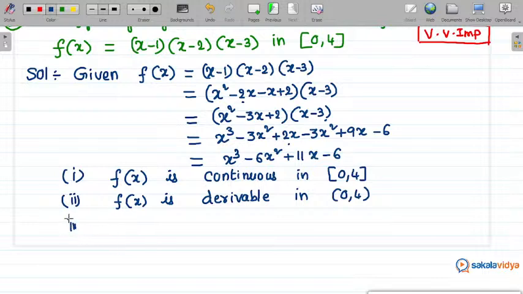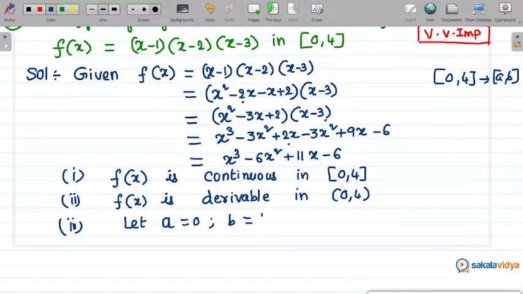So for the third one, let us consider the interval 0, 4, which you can compare with a, b. So here a equals 0 and b equals 4. First let us find f of a, that means f of 0. Substitute 0 in this: 0 cube minus 6 into 0 square plus 0 minus 6. You will be getting minus 6.